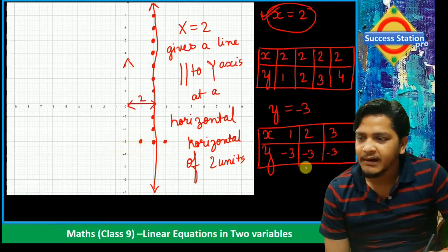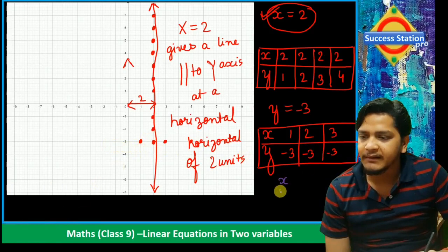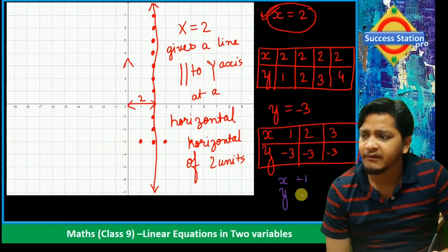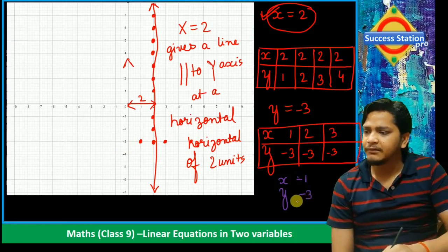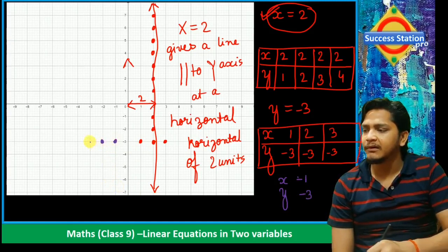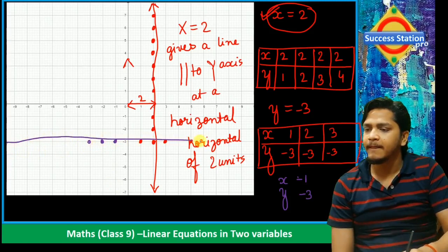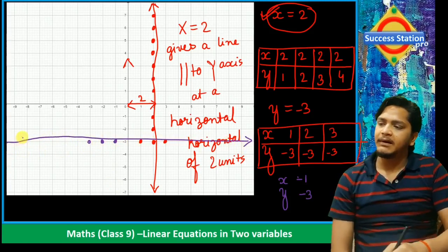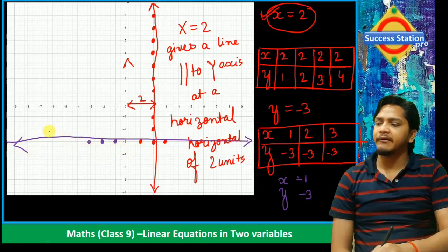More we can add. x can be anything. Right? x can be minus 1, but y will not change. y will be minus 3 only. So this point, this point, this point. So what do you get? Right? So this is the graph of the equation y equal to minus 3.